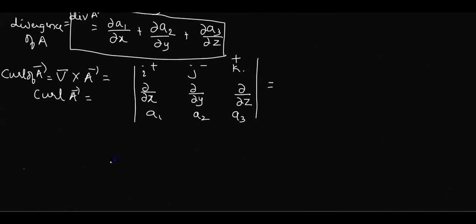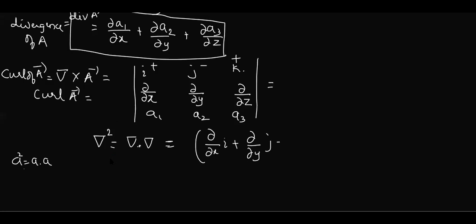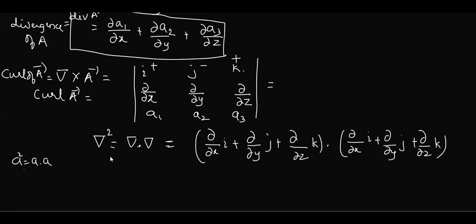After this, we'll define one more thing. Suppose I want to find del square. I'll take it in the form del dot del. Like a square, if I want to find it, I take a dot a. Now what is del? Del is dou by dou x i, dou by dou y j, dou by dou z k, dot product with again the same vector: dou by dou x i, dou by dou y j, and dou by dou z k. Now how can we find the dot product?